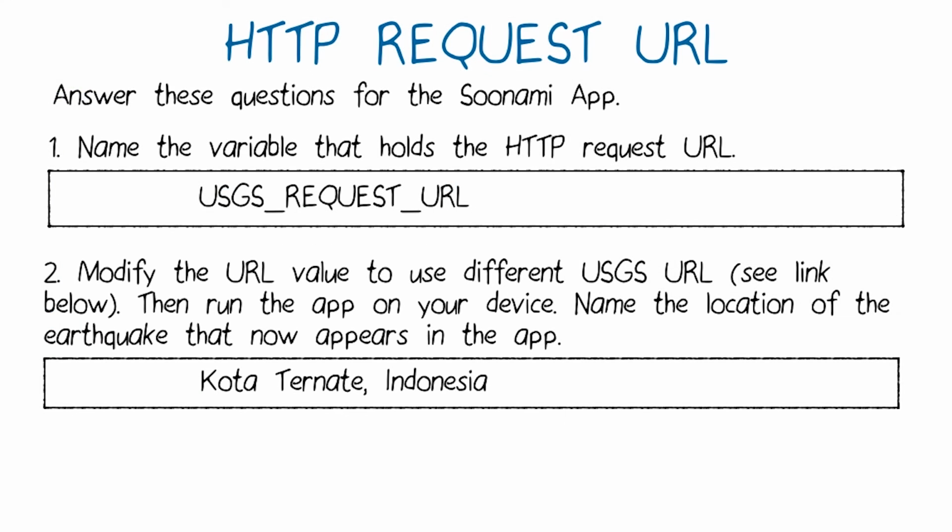Now back to our quiz, the location of the new earthquake that shows up in the app is Kota Ternate, Indonesia. Okay, awesome. Now you can see how changing the URL that we query in the app can change the type of data that actually shows up on the screen.